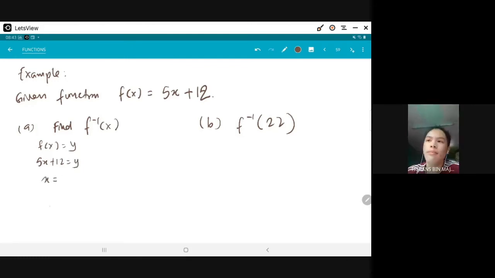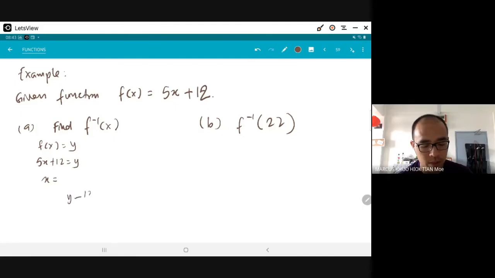So how did you get x minus 12? If you move things, you will get this, correct. So 5x equals y minus 12, so x equals y minus 12 over 5. But I want f inverse of x. So you flip back, this is the textbook method. Just change the y to become x. Okay, very good.